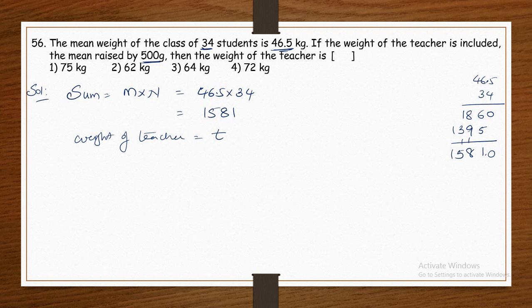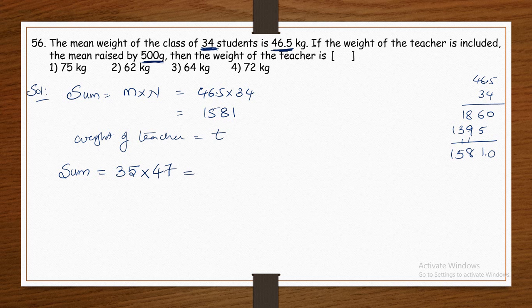Then when the teacher is added, the number of observations will become one more. That is nothing but 35. So from that, the sum is equal to the number of observations, 35, because the teacher is being added here. Now what is the average? The previous average is 46.5. When the teacher's weight is added, the mean is increased by 0.5 kg. So if I add 0.5 kg to 46.5, it becomes 47.